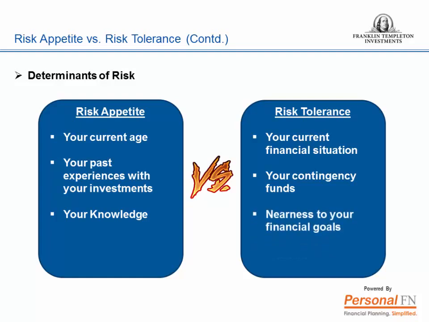Nearness to your financial goals. The time left to achieve your financial goals also determines the risk that you can prudently afford to take while investing. If your financial goals are far away, you can afford to have a higher risk tolerance level, but if your financial goal is near, then your risk tolerance level is usually low. Number 4 is insurance coverage. Life being uncertain, you would not want to pass on any financial burden to your loved ones. If you do not have an optimal insurance cover, your risk tolerance level would be low.